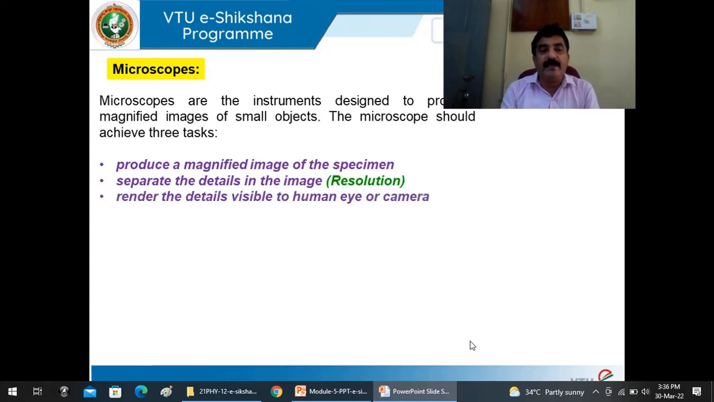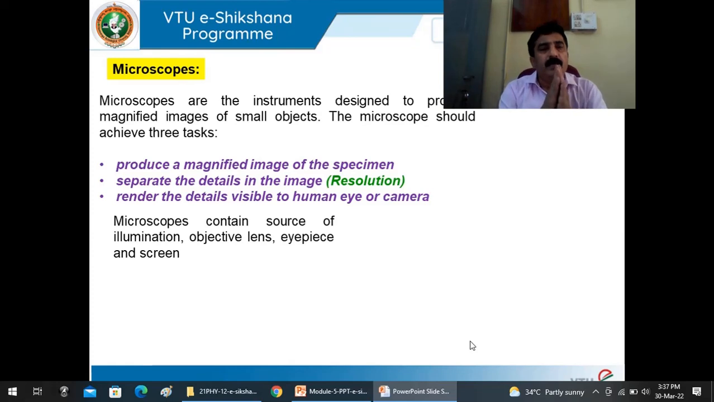Okay. And finally, they should render the details of the substance, details of the microorganism, details of the object under study on a screen. That screen can be our eye, means directly I can see, or it can be produced on the screen, or it can be pictured using camera. So microscope should satisfy the following 3 points. Number one, magnification. Number two, resolution. Number three, image must be produced either as a visual image, or photographic image, camera.